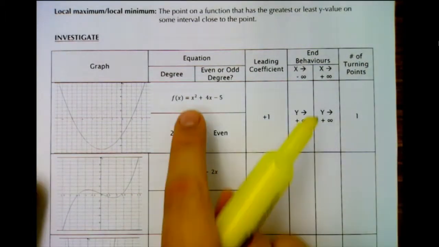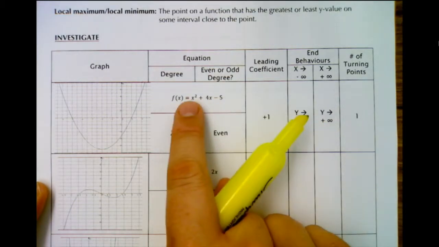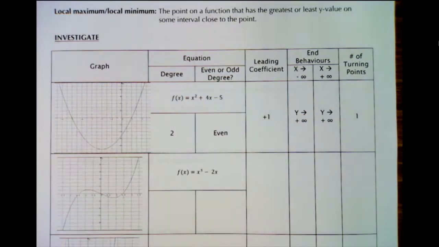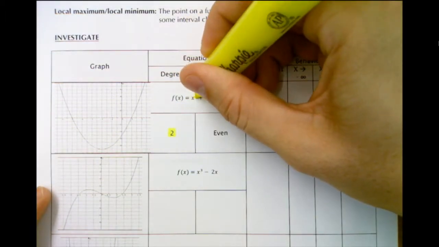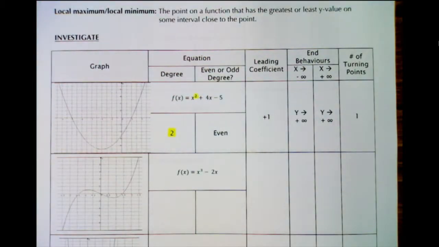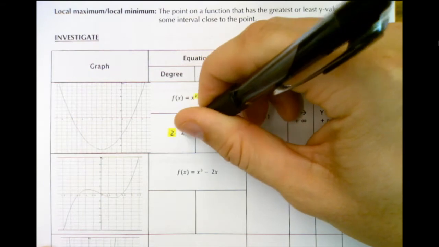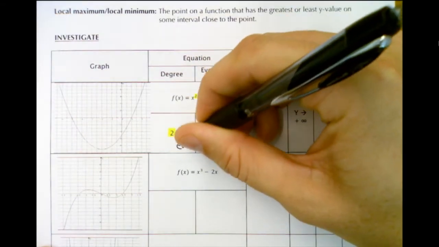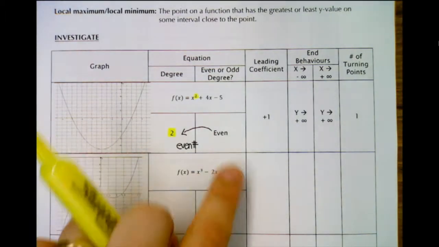We know this is a polynomial function because all of the exponents are whole numbers, and we have x as our variable on the right side. We know this is a degree 2 polynomial because the exponent on the largest term is 2. We know that this is an even degree polynomial because 2 is an even number. And if it was a degree 3, then we'd say it's an odd degree.